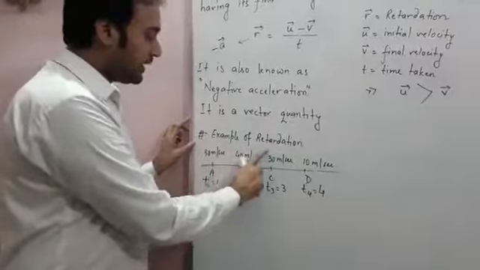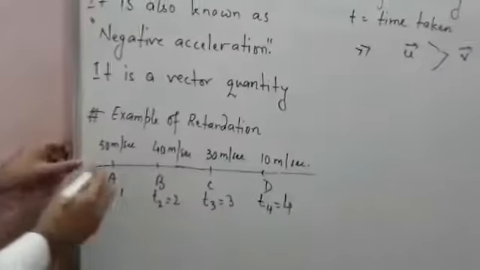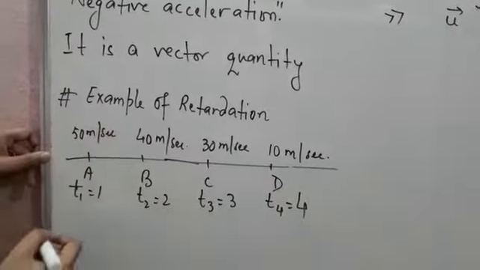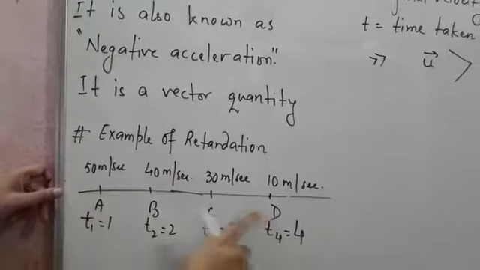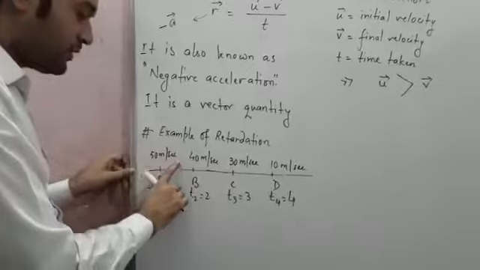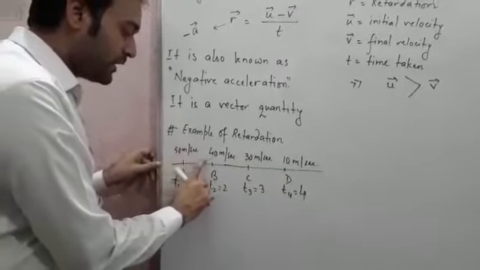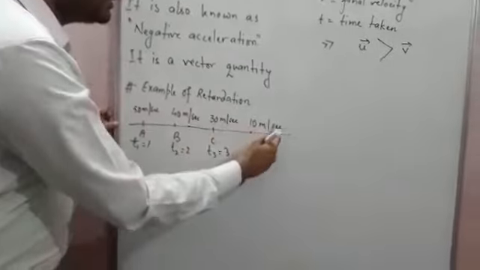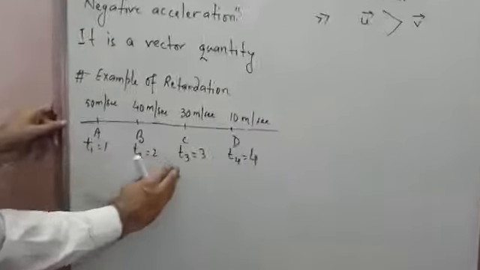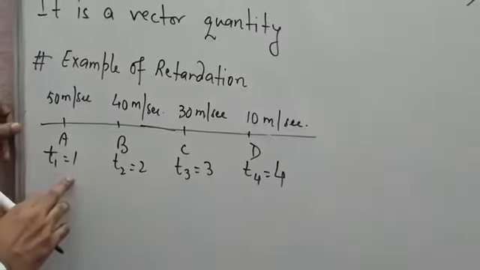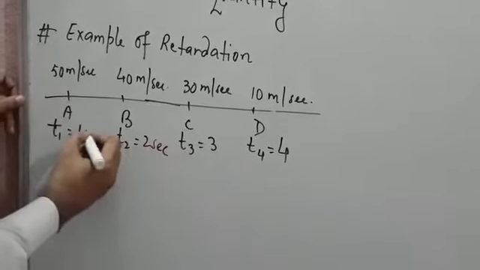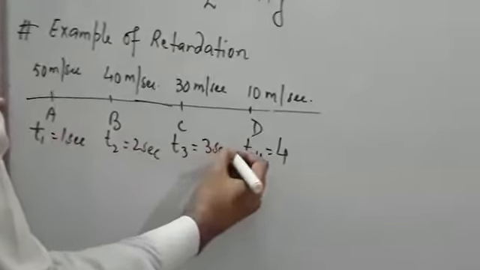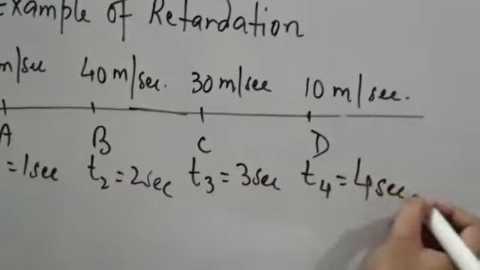An example of retardation: suppose a vehicle is moving along a straight path. Here the first position is A, then B, C, D. The first position has an initial velocity of 50 meters per second, then 40, then 30, then 10, and so on in every second. The first time is T1, 1 second, T2 is 2 seconds, T3 is 3 seconds, and here is 4 seconds.